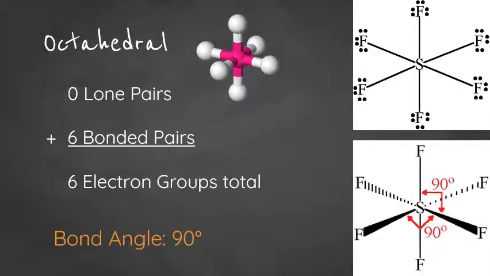So an octahedral looks like this. It's got 6 bonded pairs, no lone pairs, for a total of 6 electron groups, and those electron groups are going to try to find the maximum separation, which is going to be creating angles of 90 degrees. So all of them will be exactly 90 degrees away from another electron group.